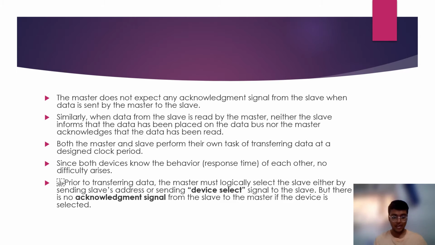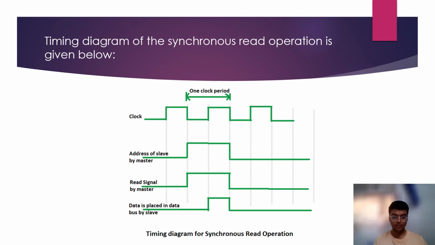Prior to transferring data, the master must logically select the slave either by sending the slave's address or sending the device select signal to the slave. But there is no acknowledgement signal from the slave to the master if the device is selected.